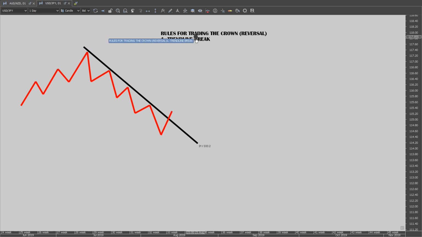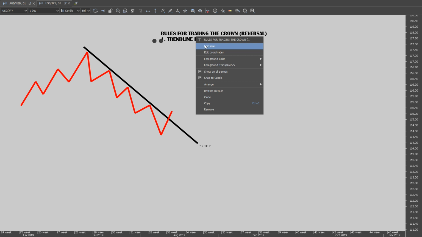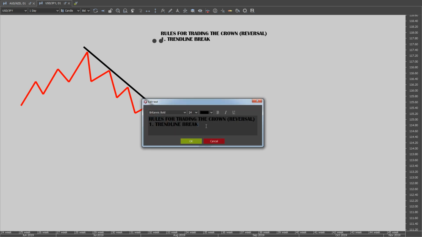Number two: a trendline break is not enough. When the trend line is broken, there must be a higher high. Let's write this down: higher high.